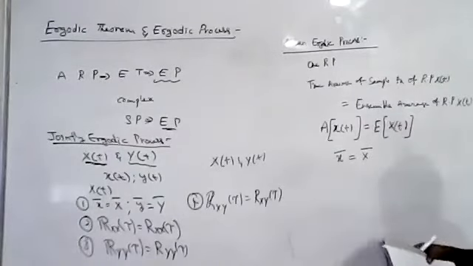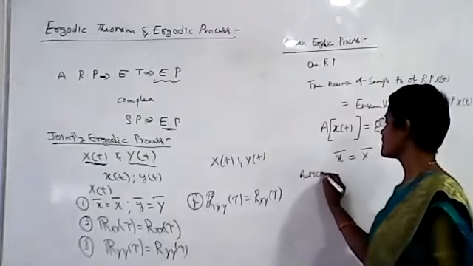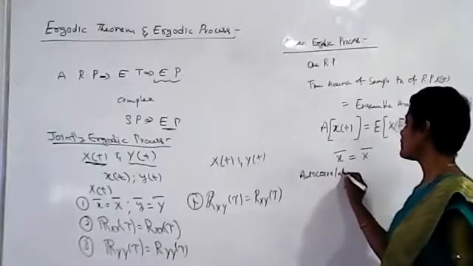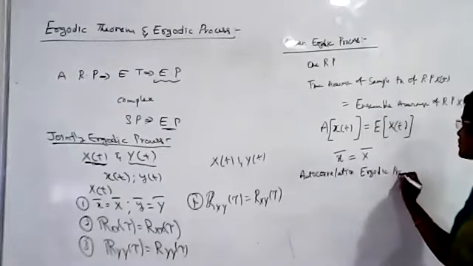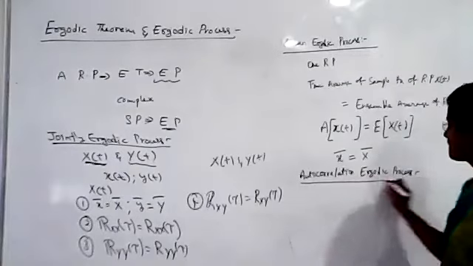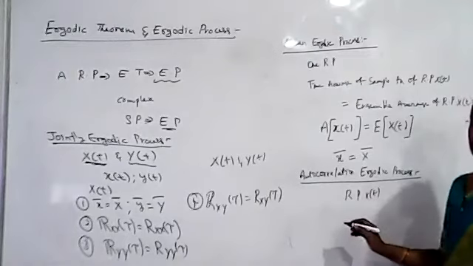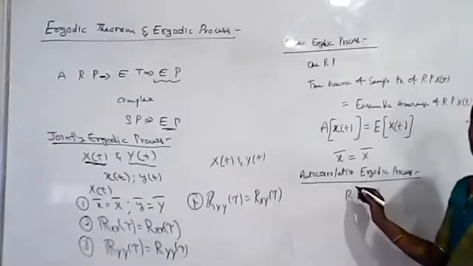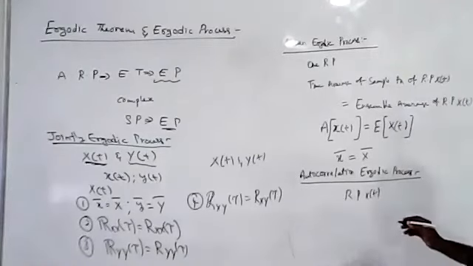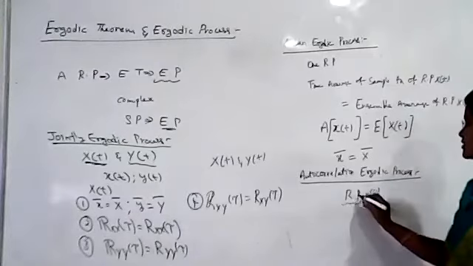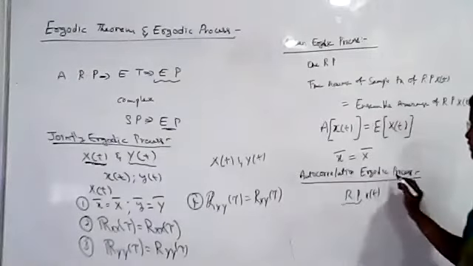Then we will discuss what is an autocorrelation ergodic process. An autocorrelation ergodic process is nothing but, you take any random process. So we will be taking a random process x of t whose time autocorrelation function is equal to the ensemble autocorrelation function. Then that particular random process is called an autocorrelation ergodic process, or ergodic in autocorrelation.